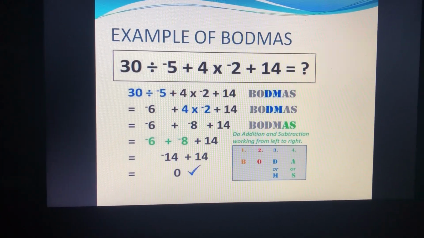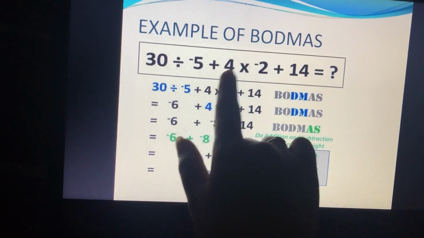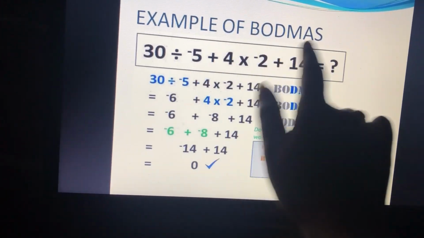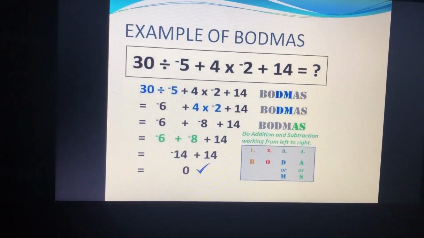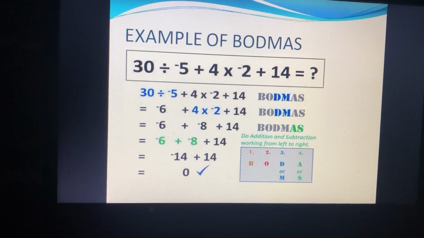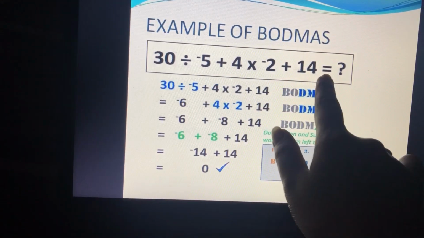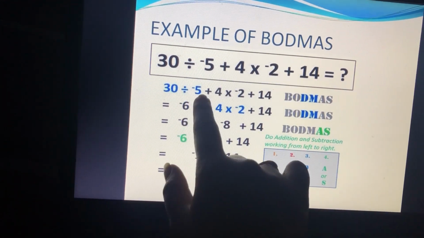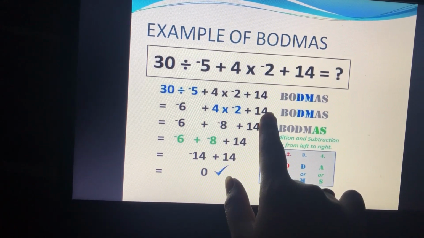Let's see one example. 30 divided by minus 5 plus 4 multiply minus 2 plus 14. We are doing BODMAS. If it is not written on the paper, you have to use BODMAS, right? So first of all, brackets: there is no bracket. Order: there is no order. Division: that means we have to divide first. 30 divided by minus 5 gives minus 6, and the remaining are as usual.